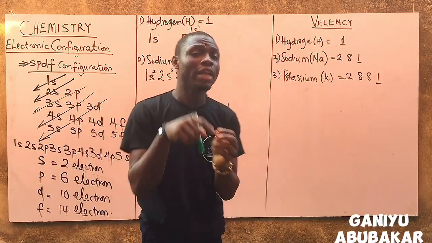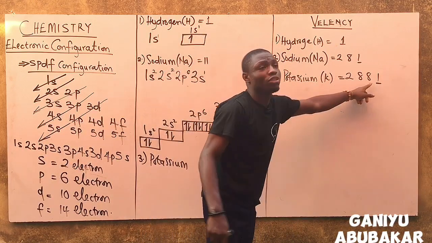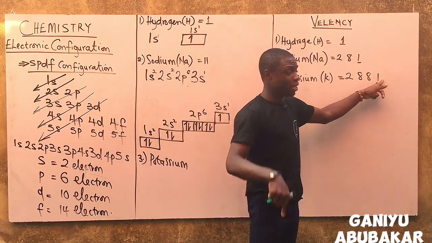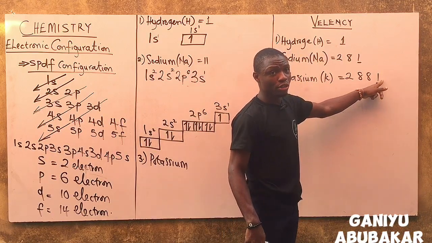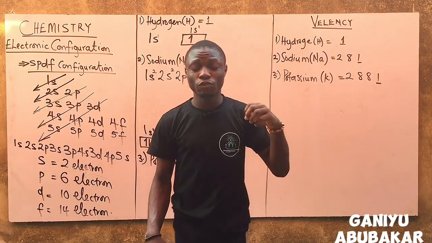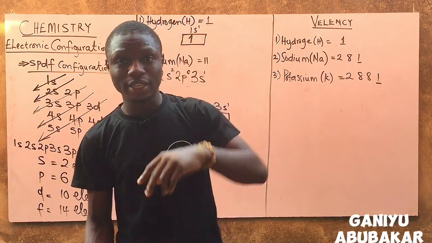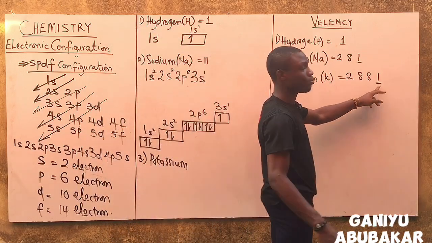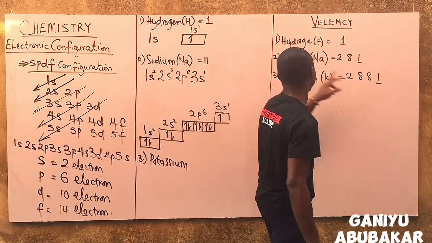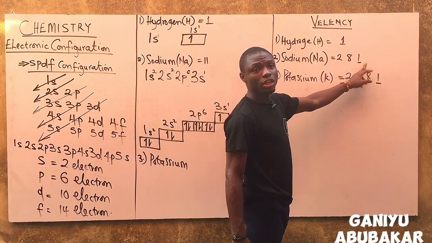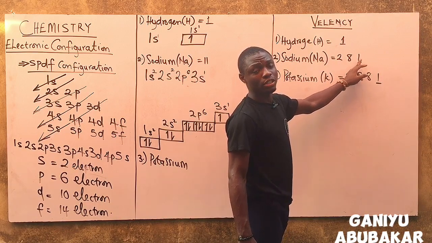So potassium here is not stable because I'm having just one electron at the outermost shell. We said the condition for it to be stable is that it must be either 2 or 8. So this is just one, it's not stable. Potassium is not stable here. Sodium is 2, 8, 1. It is not stable here.